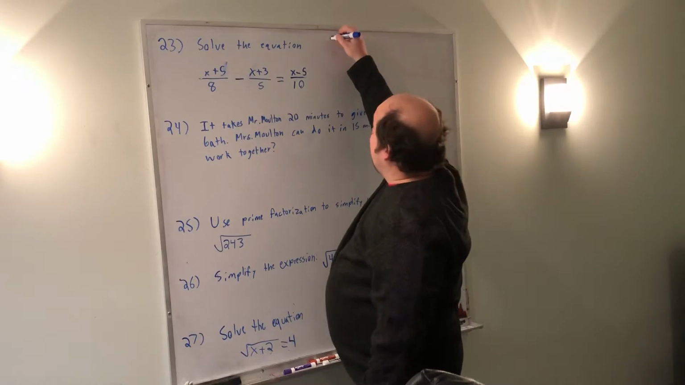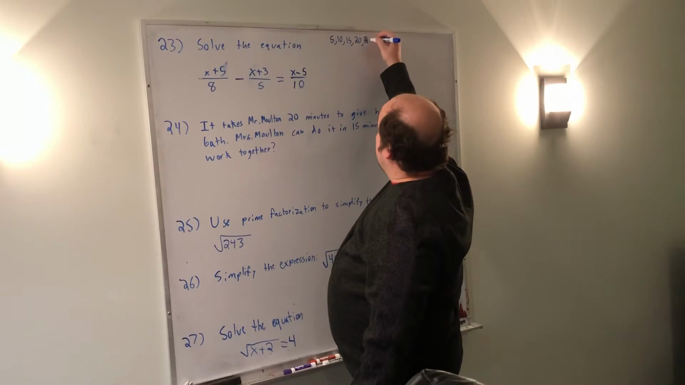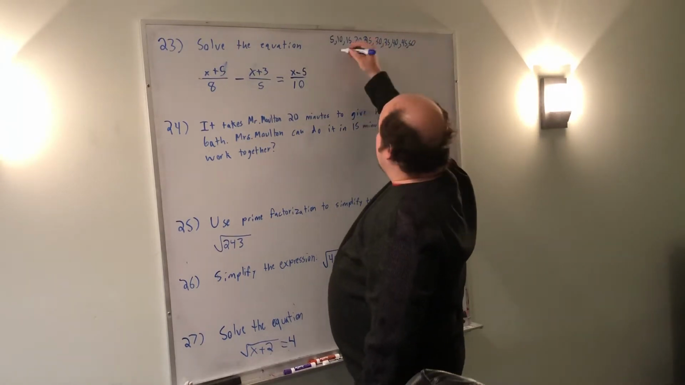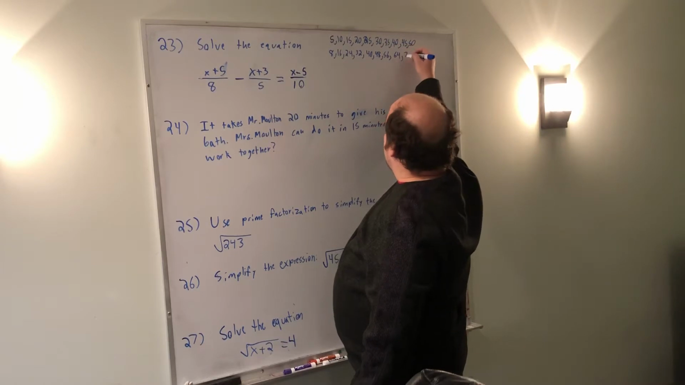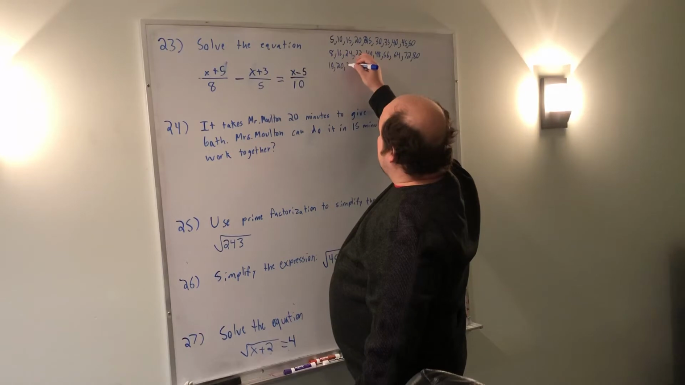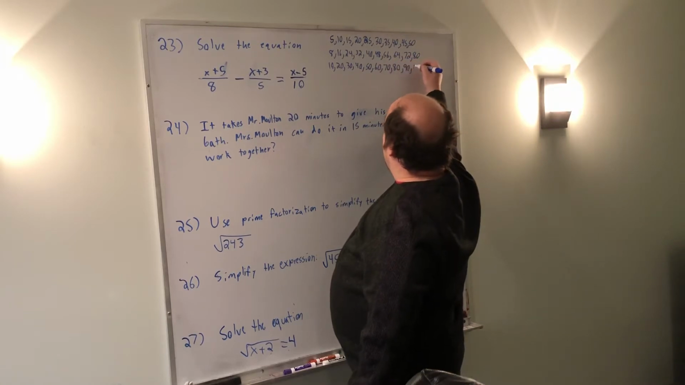If we wrote them out, 5 would go 5, 10, 15, 20, 25, 30, 35, 40, 45, 50. 8 would go 8, 16, 24, 32, 40, 48, 56, 64, 72, 80, and 10 would go 10, 20, 30, 40, 50, 60, 70, 80, 90, 100.